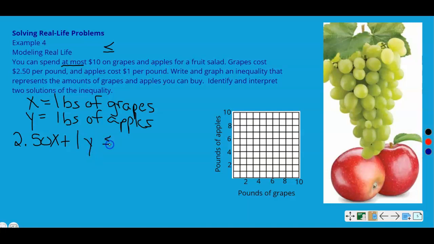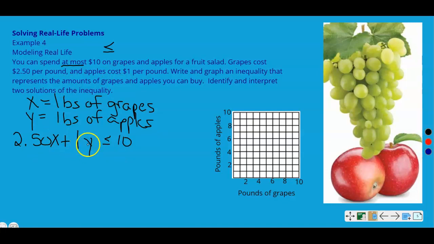And that's going to be less than or equal to the amount of money we have to spend, which is $10. All right, so the first thing you have to do is make sense of the problem, and you just have to read it, and then once you define your variables, hopefully it'll be easy to plug that in and set it up. All right, so it says to write and graph an inequality. We have written an inequality. Now we need to graph it.